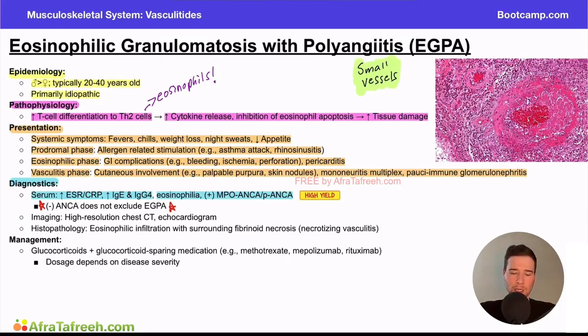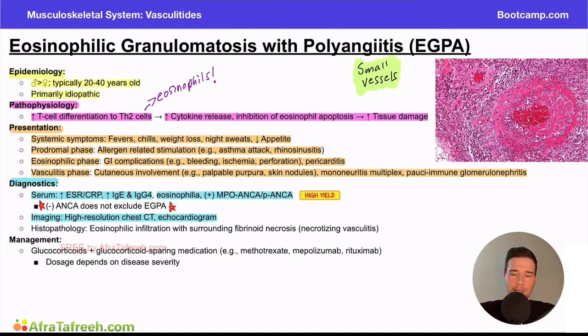Now, the imaging here, you can get a high resolution chest CT in addition to an echocardiogram. And why does this make sense? Well, it makes sense because you want to assess these organ involvement, right? We talked about pericarditis, where we want to check the involvement of the heart. We talked about asthma exacerbation. We want to check the integrity or the structure of the lungs itself. And so that's why these imagings can be helpful. Again, not for necessarily confirmatory diagnosis, but more so to assess the level of involvement of these vital organs.